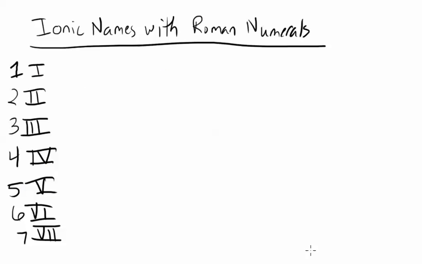Now, when you're given the name and you're writing the formula, you're not going to have to worry about figuring out if it has a Roman numeral, because the name you're given should be correct and it'll already have the Roman numeral in it. So let's look at an example. Let's say you had lead 2 chloride.